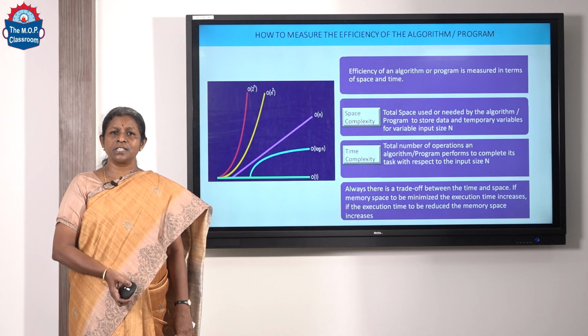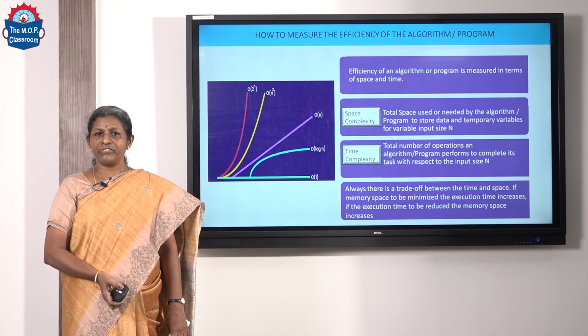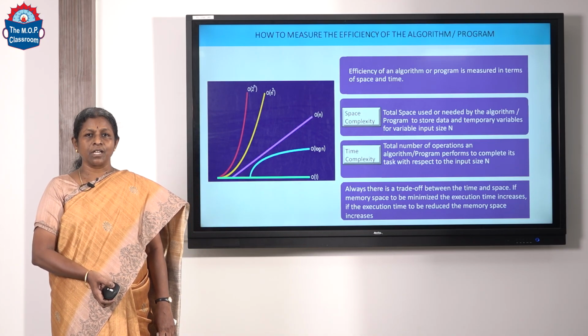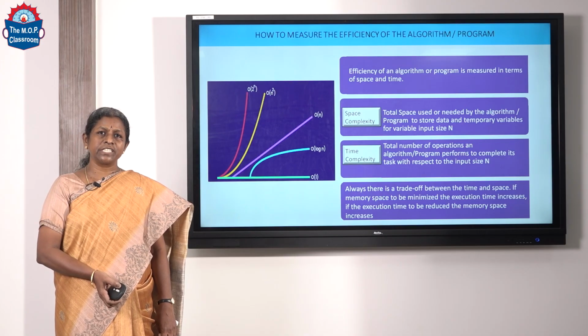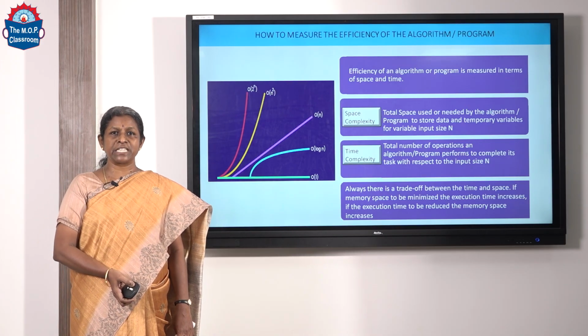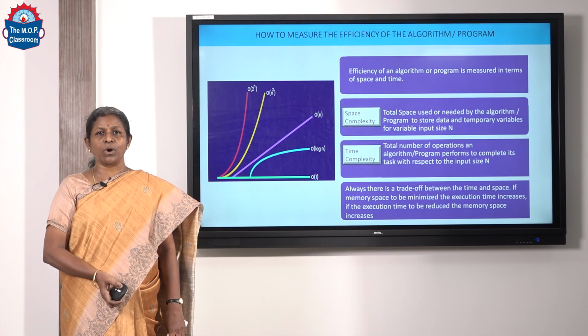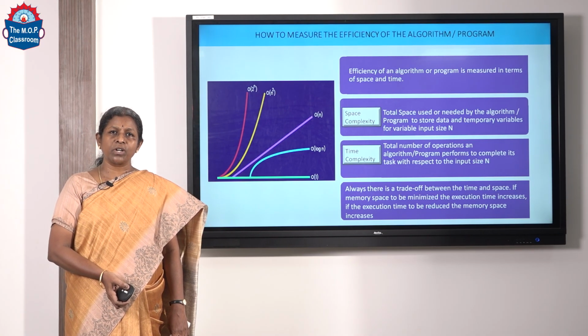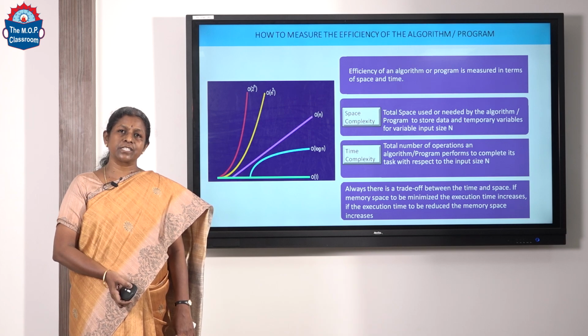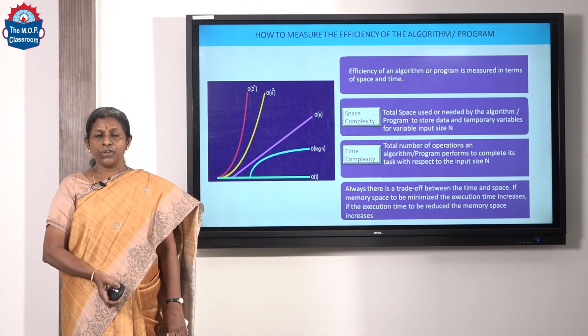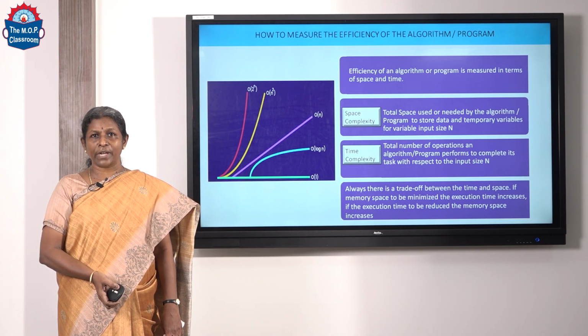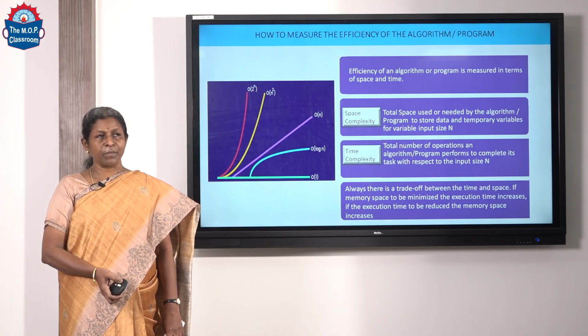So, how do you measure? You measure the algorithm efficiency based upon time and space. Either you can reduce the time requirement or you can reduce the space requirement. Always there is a trade off between space and time. You cannot reduce both. If you want to reduce the memory space, definitely the execution time is going to increase. If you want to reduce the execution time, you have to increase the memory space.